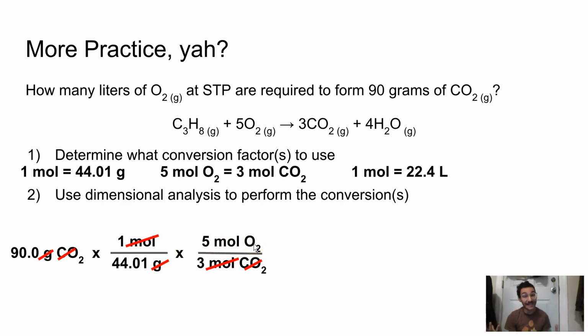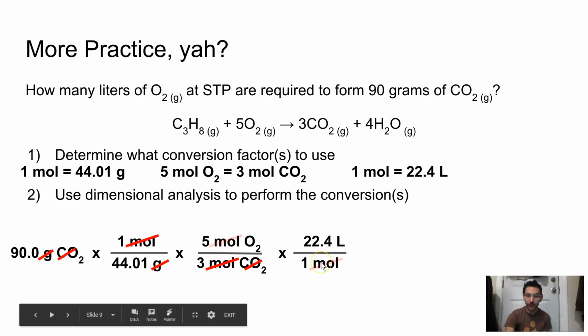Last step, we want to get liters of O2, not moles of O2. So we'll use this final conversion factor to change my moles to liters. We'll put moles down below and put that 22.4 liters up top. And we can see these moles will cancel out with those moles. The only units left are liters of O2. Awesome, that's what we wanted.